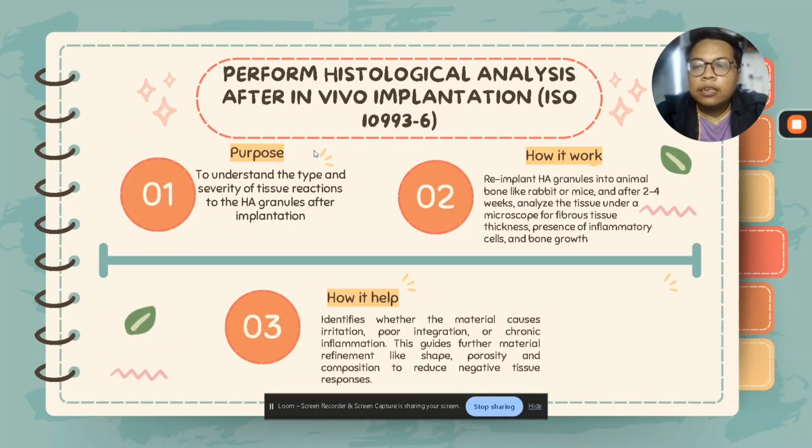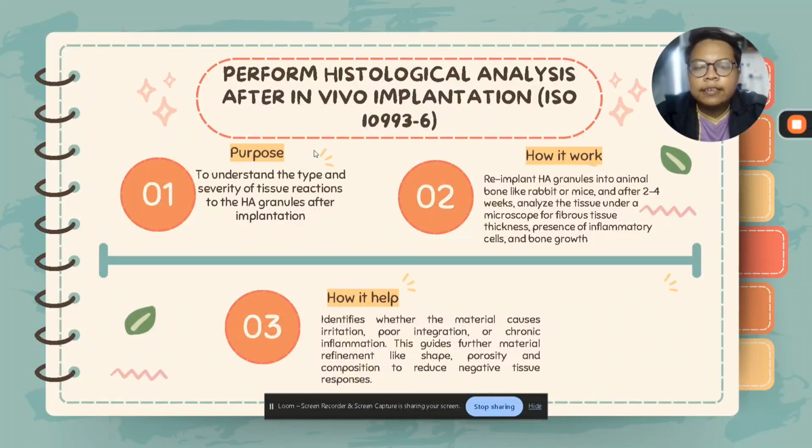Second, perform histological analysis after in vivo implantation according to ISO 10993-6. So what is the purpose? To understand the type and severity of tissue reaction to the HA granule after implantation. How does it work? Reimplant HA granule into an animal bone like rabbit or mice, and after 2 to 4 weeks, analyze the tissue under a microscope for fibrous tissue thickness, presence of inflammatory cells and bone growth. How can it help? Identify whether the material causes irritation, poor integration, or chronic inflammation.